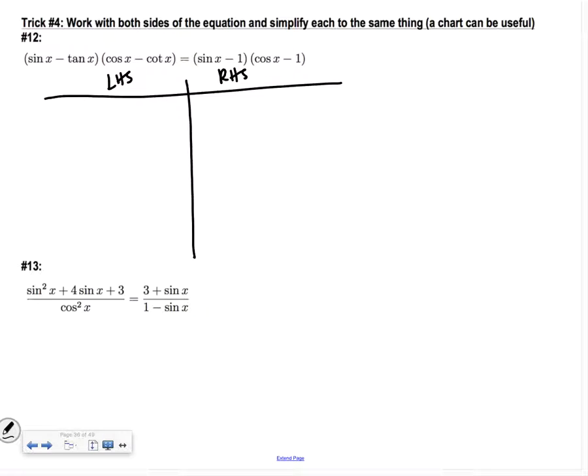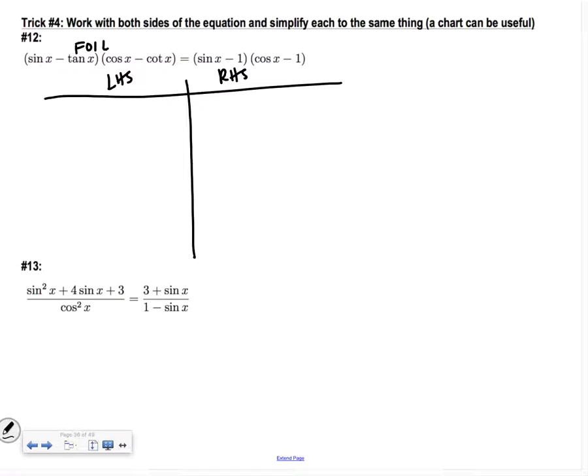So let's go back to that first trick that I taught you, which was changing everything to sines and cosines. So let's go ahead and try that. So I'm going to have sine of x minus sine over cosine. And then I'm going to have cosine of x minus cosine over sine. Oh, kind of tricky. I'm trying to decide if this is the best thing. Let's try one last thing before I do this, actually. Let's combine by FOILing first. So I'm going to go ahead and FOIL it out.